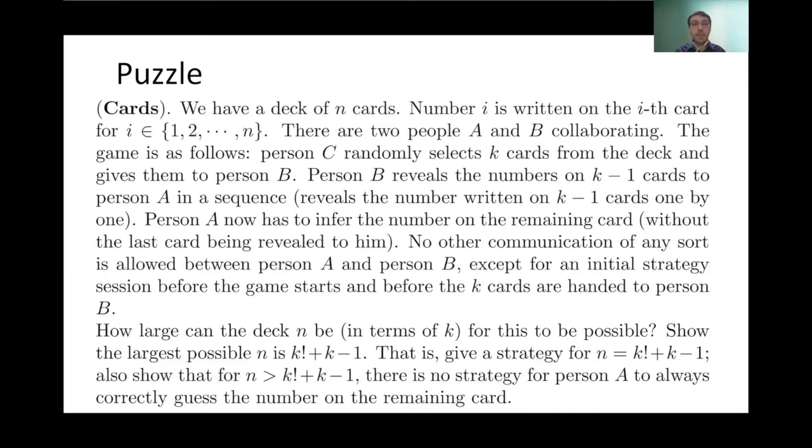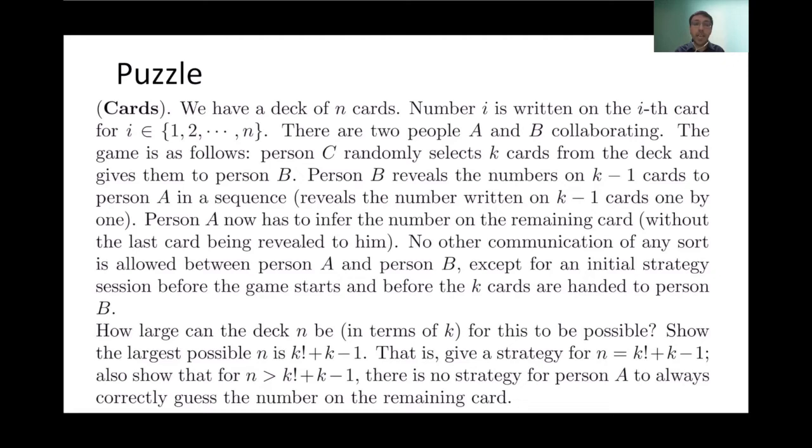Person C randomly selects K cards from the deck and gives them to person B. So there's a person C, who selects K cards at random and gives them to person B. Now person B reveals the numbers on K minus one cards to person A in a sequence. That is, he reveals the numbers written on K minus one cards one by one. So this is the number on the first card, second card, third card. So he reveals the numbers on K minus one cards.